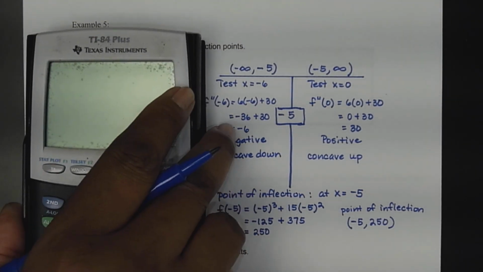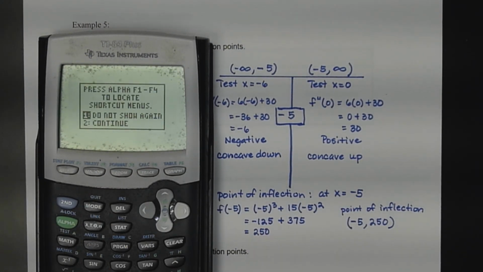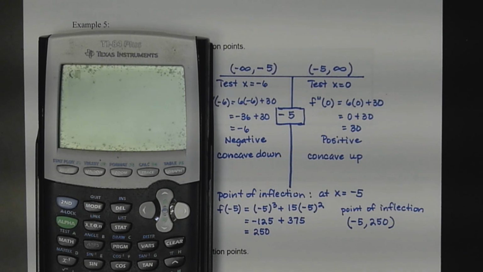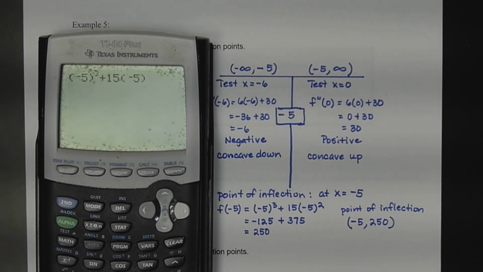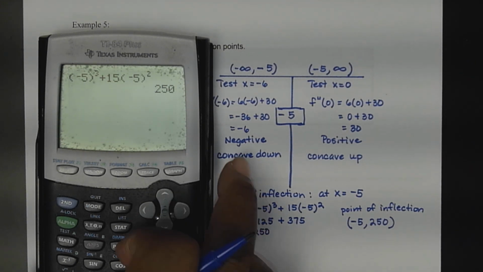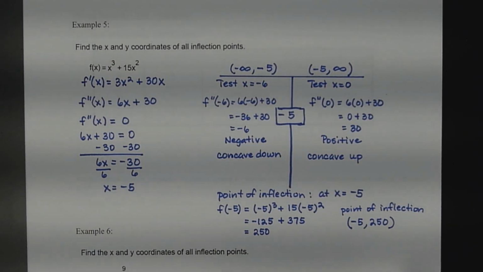And of course, if you want to do that in the calculator, you can. X was negative 5, so I'm going to do left parentheses, negative 5, close parentheses, and then cube it, then right arrow to get out of the exponent, plus 15, then left parentheses, negative 5, close parentheses, and hit the x squared button to square it. You'll see that you get the y coordinate of 250. Okay? So that's how we find our point of inflection.